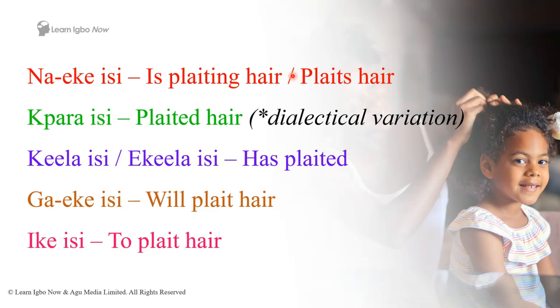And so the different verb tenses we've learnt in this story are na-eke isi is plaiting hair or plait hair. Kpara isi, plaited hair. So that's the past tense of Ikpa isi or na-akpa isi. They mean the same thing, ike isi and Ikpa isi.